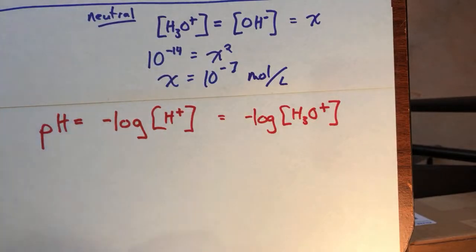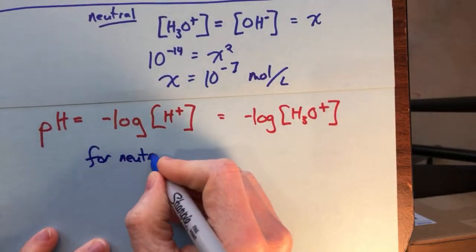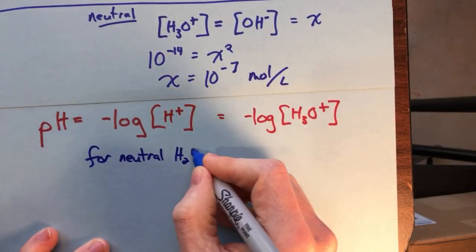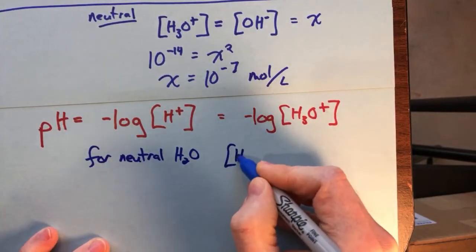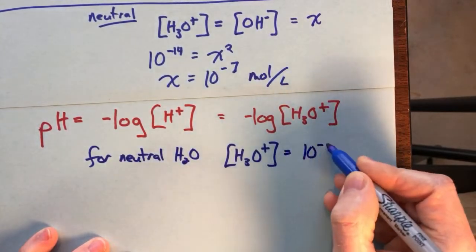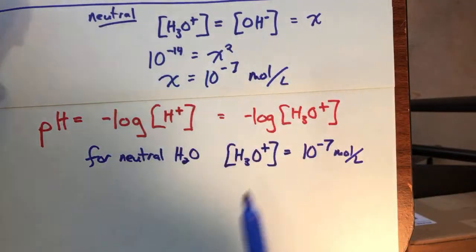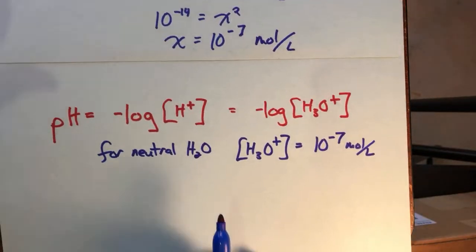So for pure neutral water, we know that the H3O plus molarity is 10 to the minus 7. We just solved for that, right? Now we're going to plug that into this equation for pH and calculate the pH of neutral water.